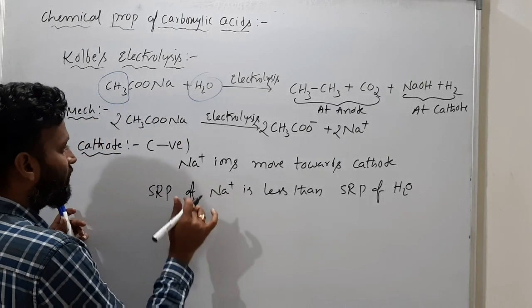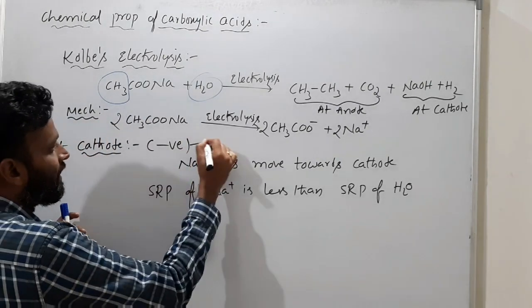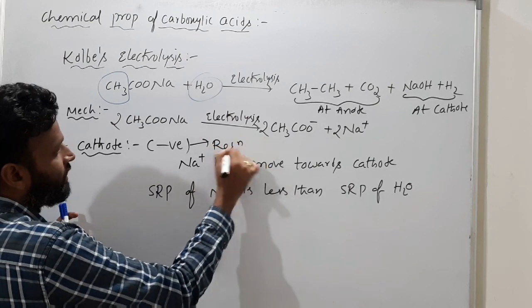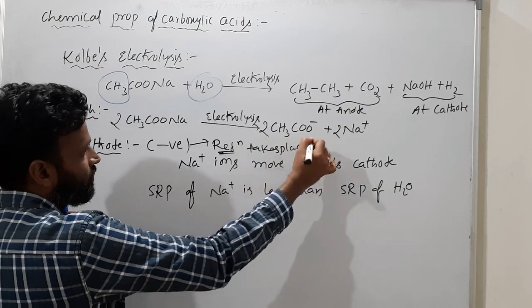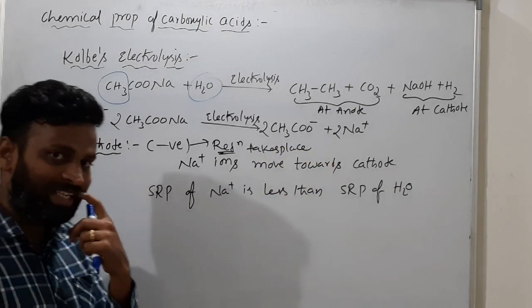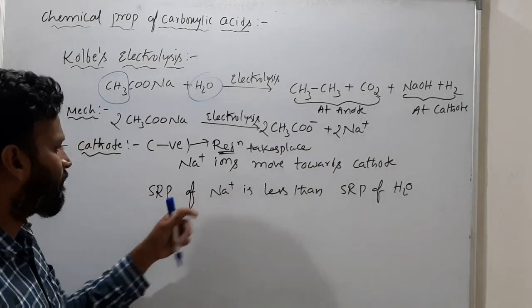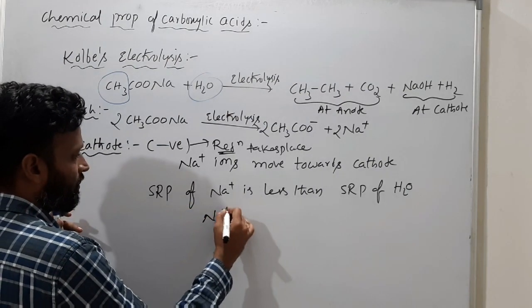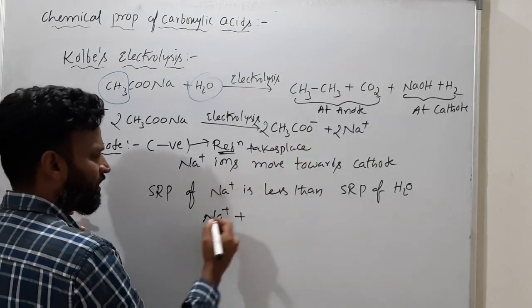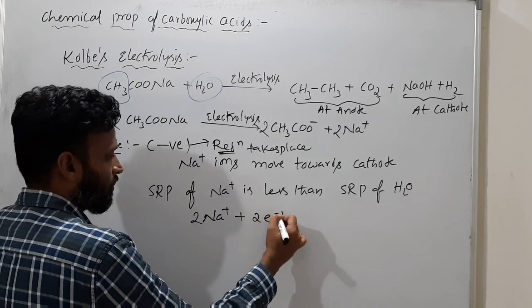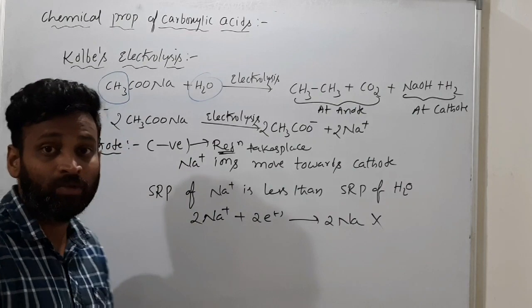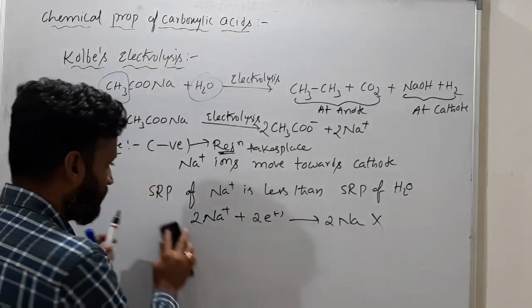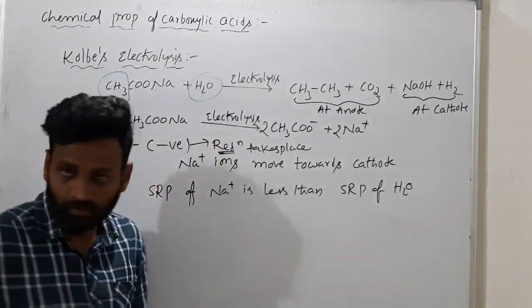So actually what do we think happens at the cathode? Reduction takes place. What kind of reduction do we think takes place? Generally Na+ ions will take an electron. So 2 moles of Na+ take 2 electrons and are converted to 2 Na, we think. But this is absolutely wrong. This won't happen.